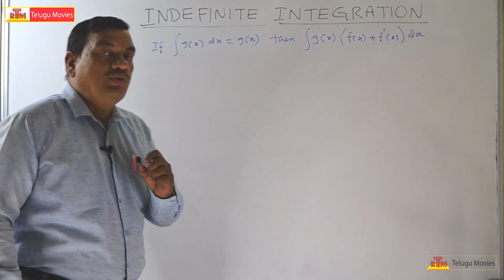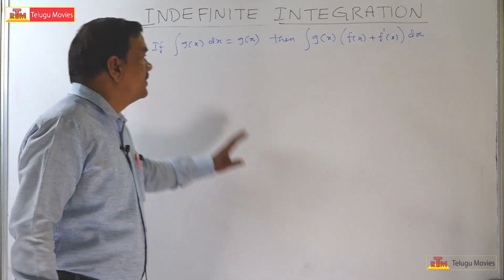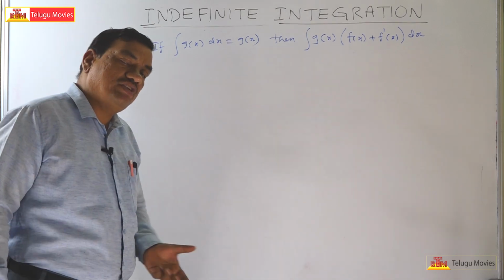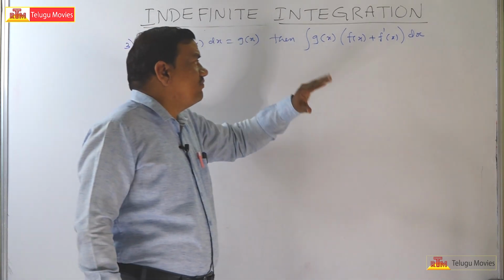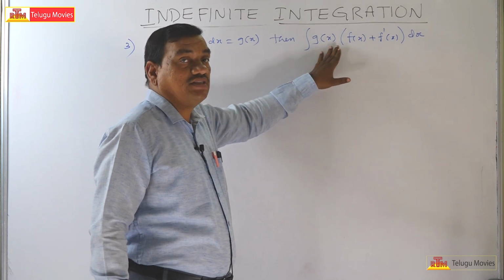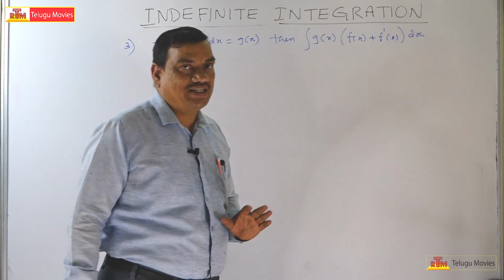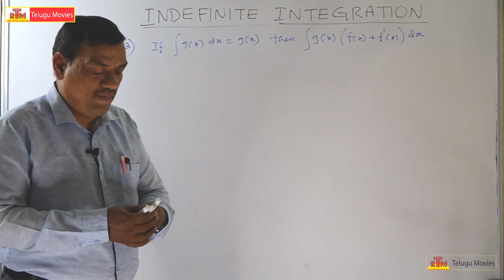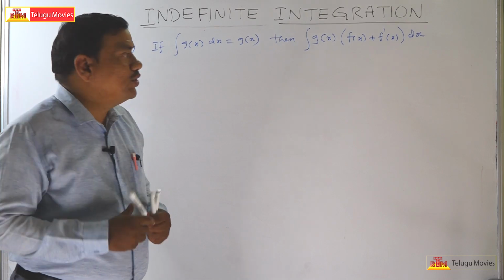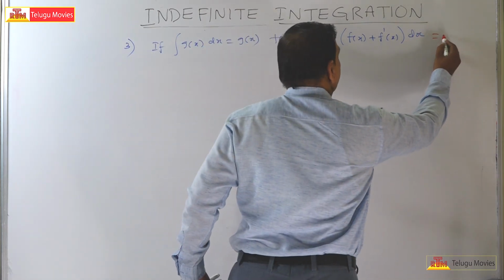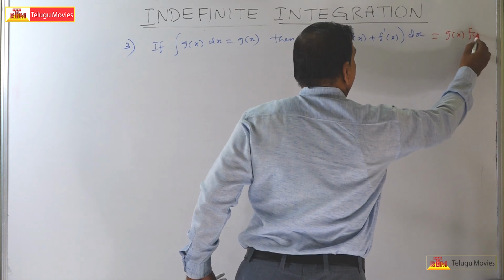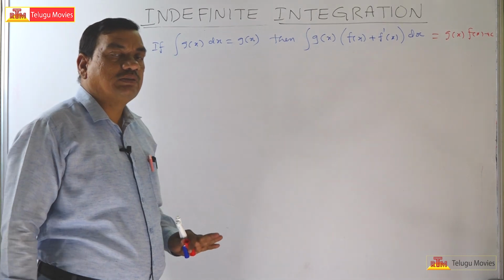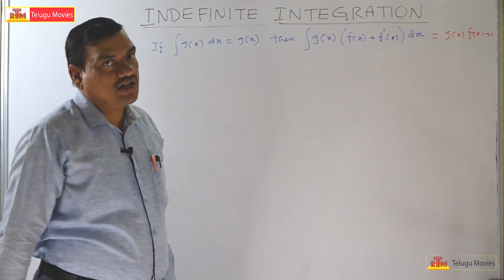Dear students, welcome to this problem. The problem is: integral of g of x dx is equal to g of x. That means the integral of g of x is g of x only. Then what is the value of integral of g of x into f of x plus f dash of x dx? If you have command over the formulae, within a second you can say the answer is g of x into f of x plus c. Within seconds you can say the answer.